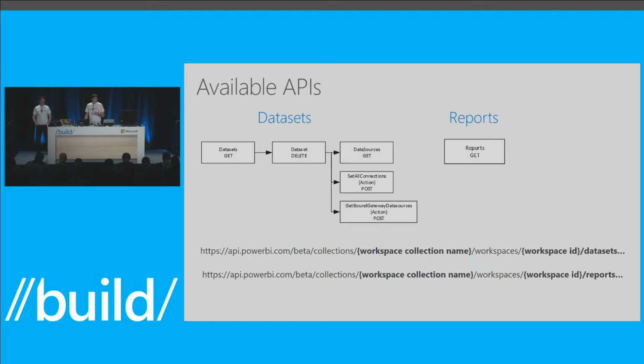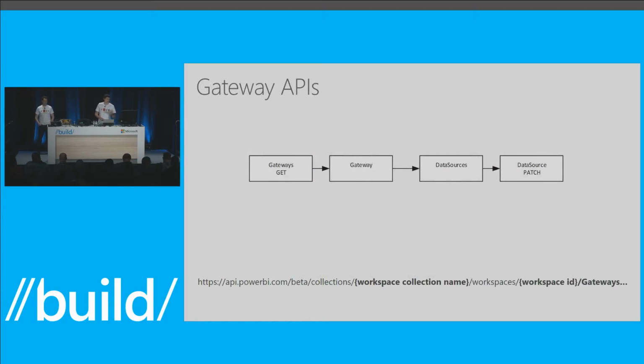So if you call getBound gateway data sources, that will tell you which gateway this data set is particularly using. And once you know that, you can actually set the username and password for the connection for that particular gateway and data source. So to do that, you just navigate to that gateway, and you do a patch on data source, giving it the username and password, and your connection's set up. As soon as someone goes and views that report, they'll see that. They'll see the live data automatically.